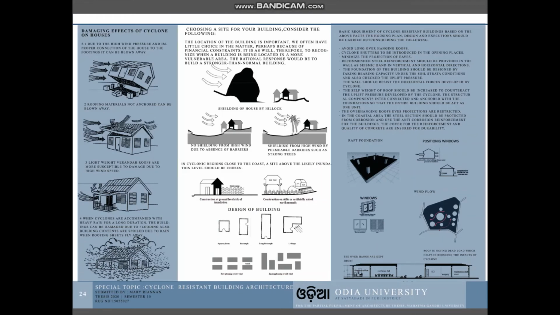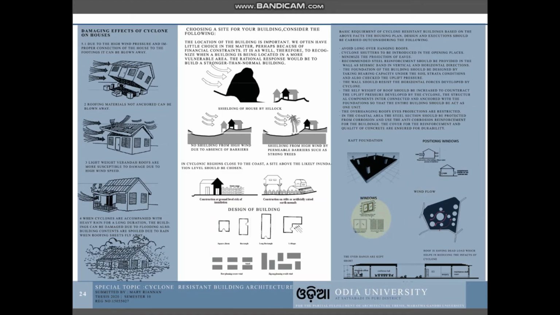Special topic: cyclone resistant buildings. The major remedial measures taken to make the university cyclone resistant are providing shorter overhangs for the roof. The roof having heavy dead loads is provided to reduce the impact of cyclones. By providing raft foundation, and proper positioning of windows that allows proper wind flow. Windows are positioned with proper frames which can withstand the cyclonic winds.